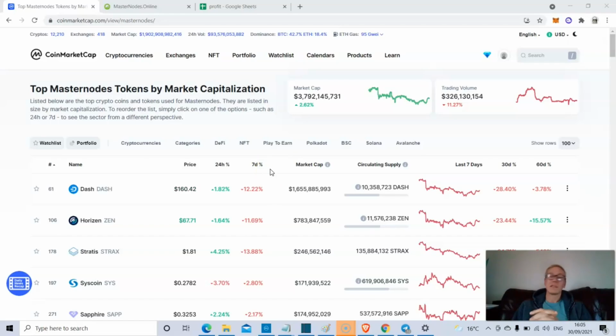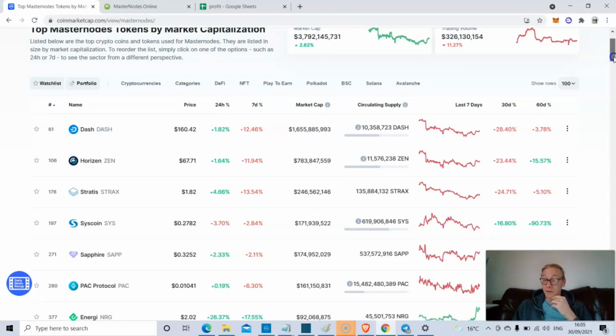Now, masternodes include coins like Dash, Horizon, Stratus. There's tons. Pivx, old school one there. They are a way for a huge passive income and potentially huge returns. There is a quite significant outlay, but if you get the early ones, you can make a big profit. So I'm going to talk about them and show you where you guys can find them.